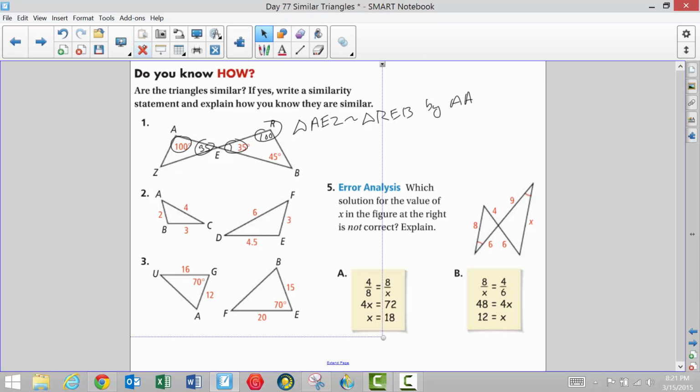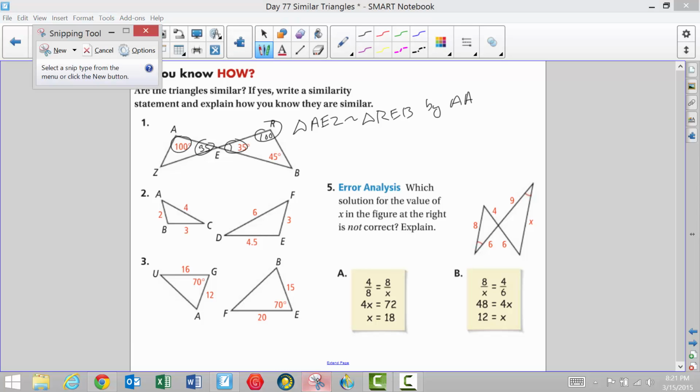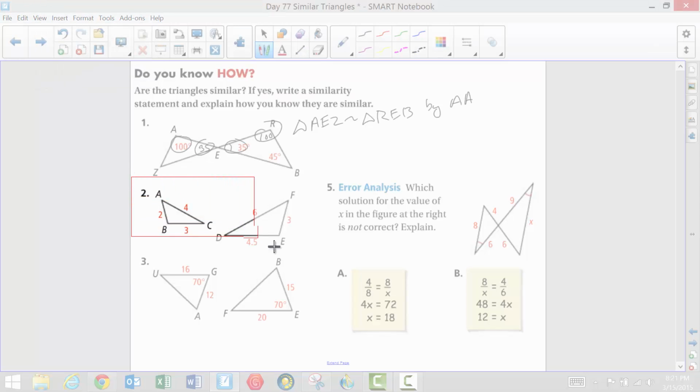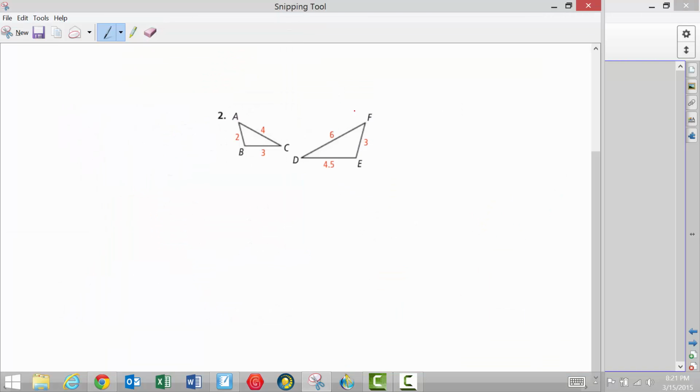Example 2. Let's go to a new page. So for example 2, are these similar? Well, I need to check. Is 2 over 3 the same as 3 over 4.5, the same as 4 over 6? Well, I know 2 thirds equals 3 over 4.5 equals 4 sixths, which is also 2 thirds. Well, is 3 over 4.5 the same?